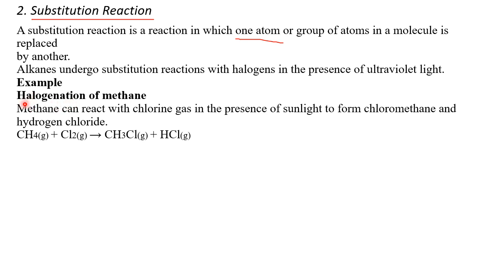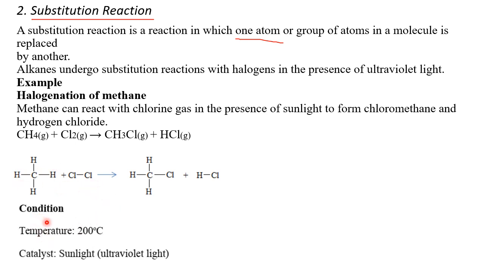An example is simply halogenation of methane. So methane can actually react with chlorine gas in the presence of sunlight. Remember halogens on the periodic table, so chlorine gas is a halogen. So it will react with methane in the presence of sunlight to form chloromethane and hydrogen chloride. This is the chemical equation. So this is methane plus chlorine gas to produce chloromethane and what? And hydrogen chloride here, which is a gas, right? And this is the reaction, methane there and everything.